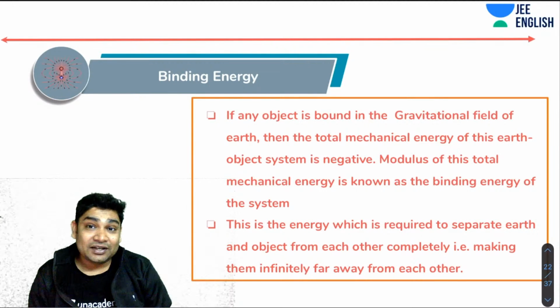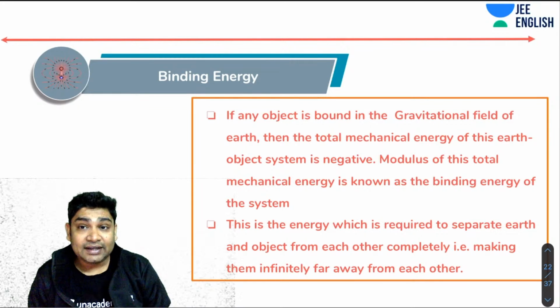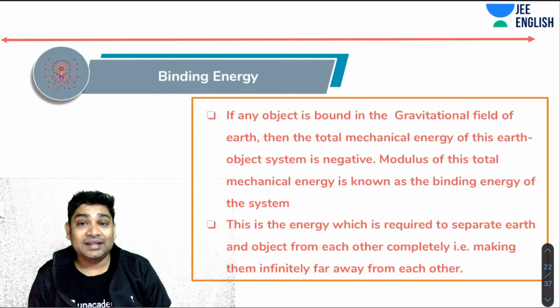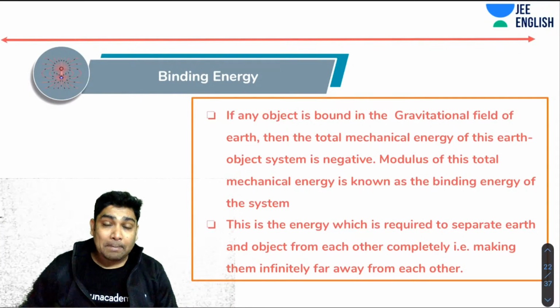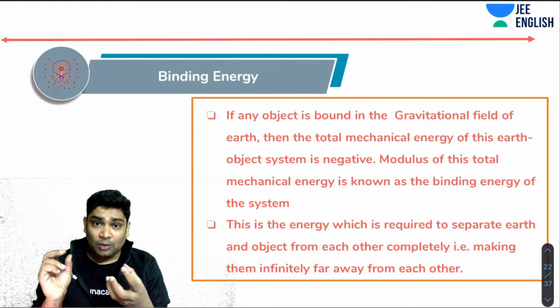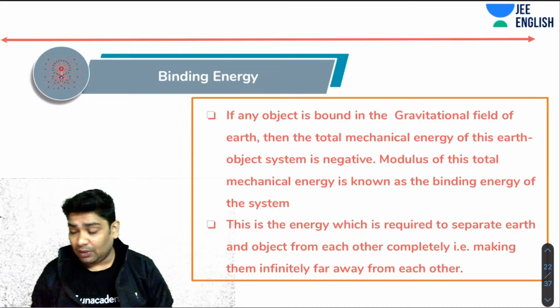So as I said, binding energy. If any object is bound in the gravitational field of Earth, then the total mechanical energy of the object and Earth system is always negative. Now the modulus of this mechanical energy is called the binding energy of the system. Now, what do I mean by binding energy? Binding energy is the energy which is keeping some object bound to the gravitational field of Earth, or maybe any other substance for that matter.